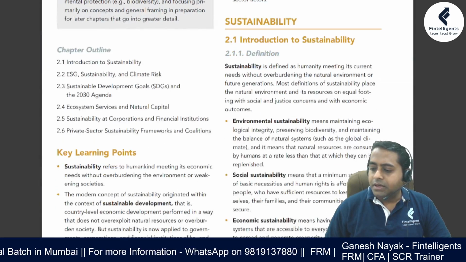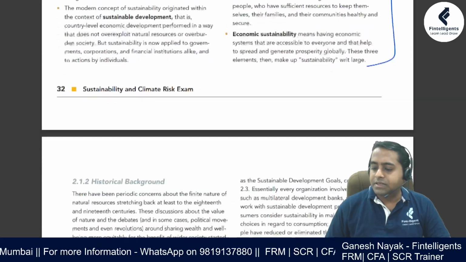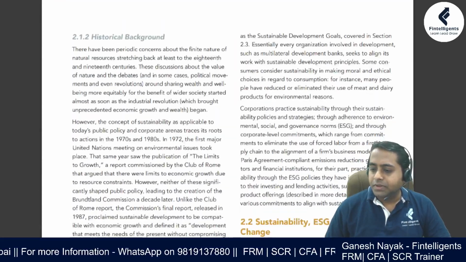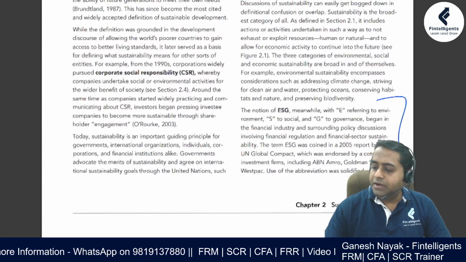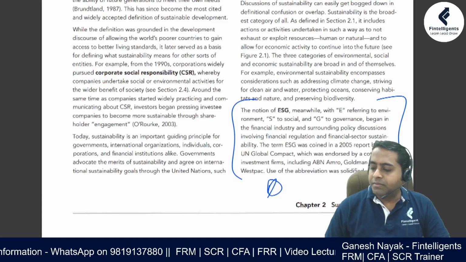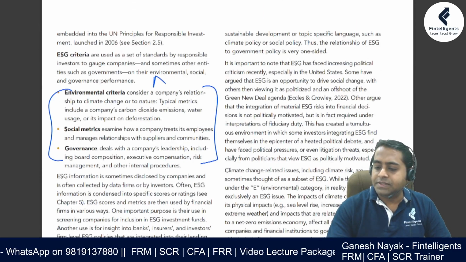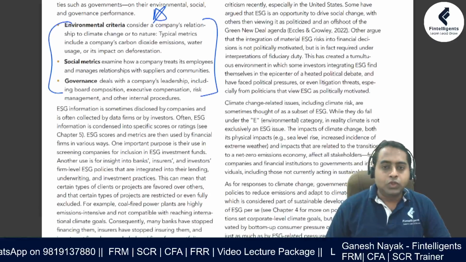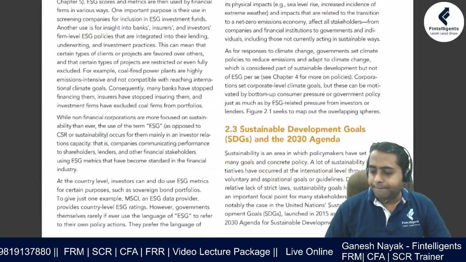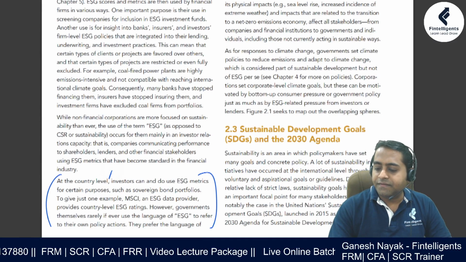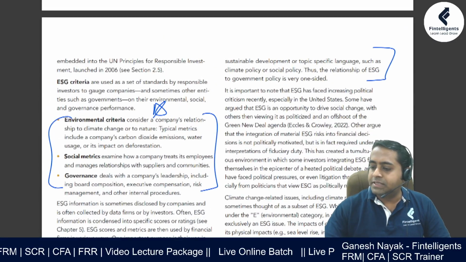Sustainability chapter. The first three concepts, what sustainability means, are important. Historical background is okay. The basic idea of ESG, read it properly. Over here also, the criteria of ESG have to be clear in the minds of students who are preparing for the exam. This paragraph, by default, make sure that you're good with this entire section.